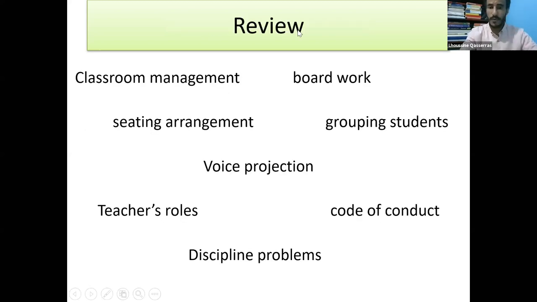Now, as a review, I want you to write in the chat box. What do we mean by classroom management? Give me just one word or two words. Classroom, what do we mean by classroom management? Organizing, Hussein said, wonderful. Idrisi, organization, Safa, organization, Ashraf, Aisha, organization, Safa, maintain, wonderful.